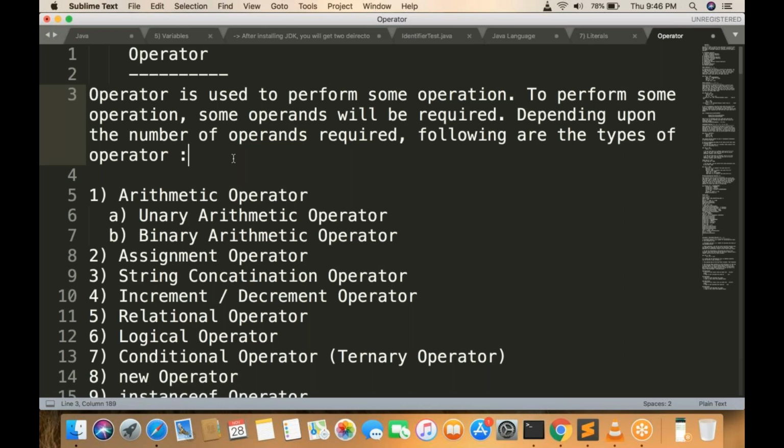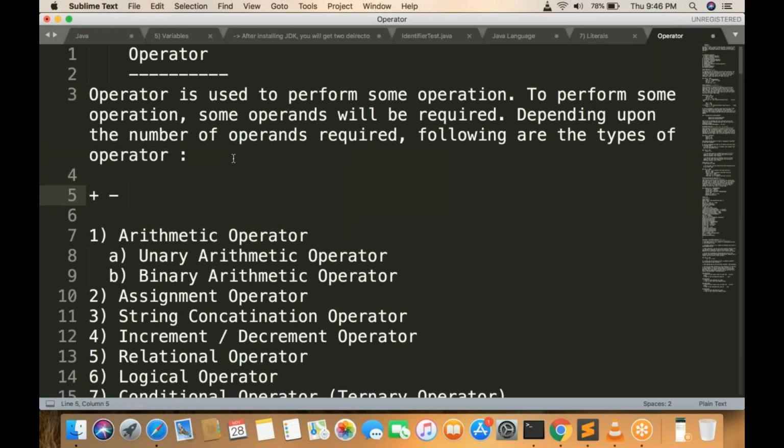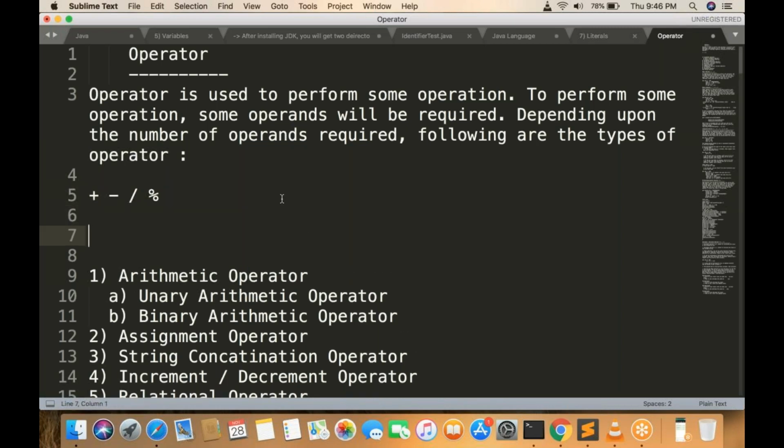Operators are nothing but plus, minus, divide, and mod, whatever. These are some operators we'll discuss in detail later. But where can you use plus? You can use plus with the operands. In this case, 2 is one operand and 3 is another operand. So there are two operands, 2 plus 3. Plus is the operator, and 2 and 3 are the operands. Okay, remember this.